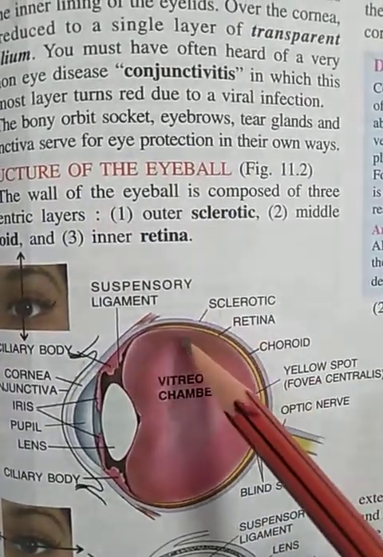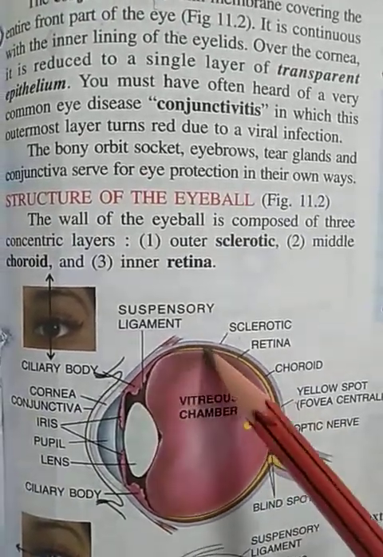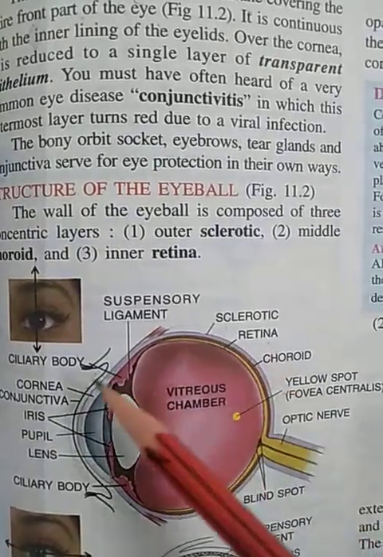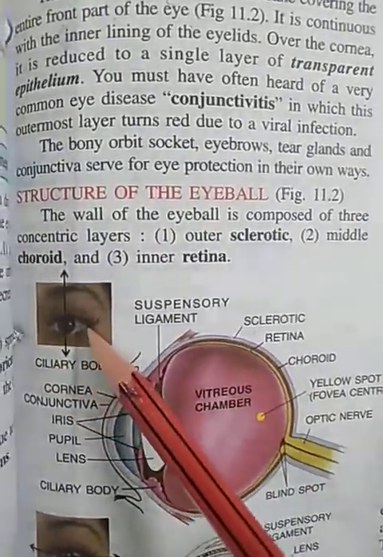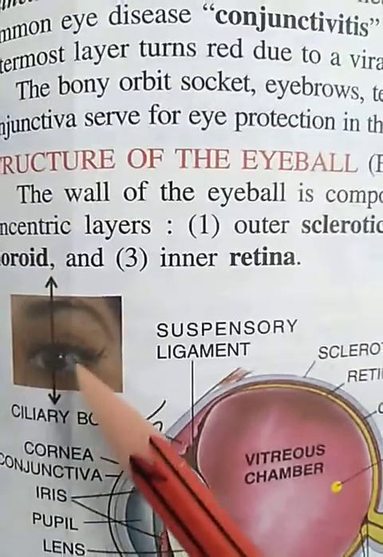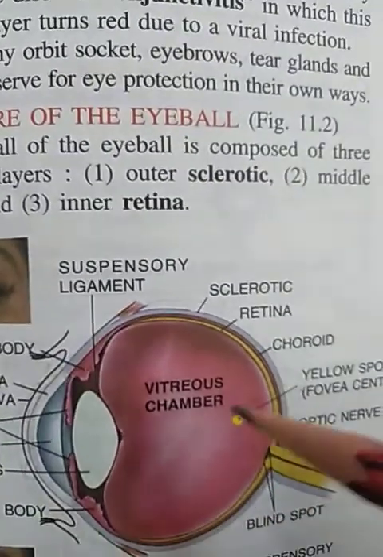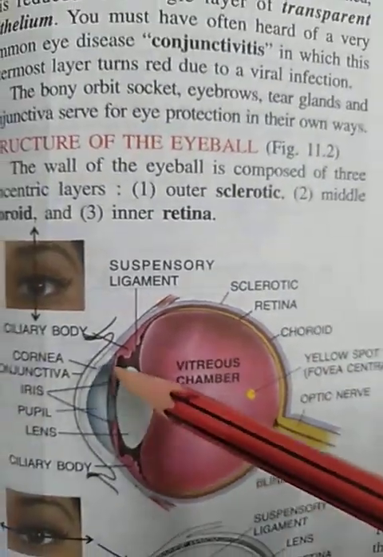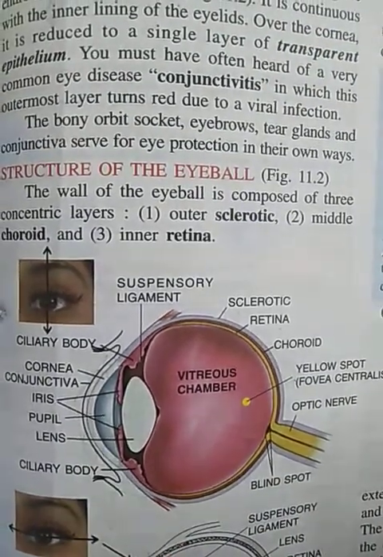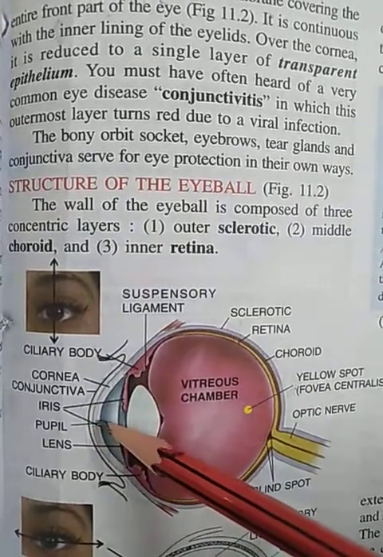Now first is the sclerotic layer. This sclerotic layer is made of tough fibrous tissue, and this tough fibrous tissue is white in color. So the front white portion of our eye, here you can see the front white portion of the eye, is actually the sclerotic layer. And this sclerotic layer is visible through the conjunctiva, because this conjunctiva is transparent.